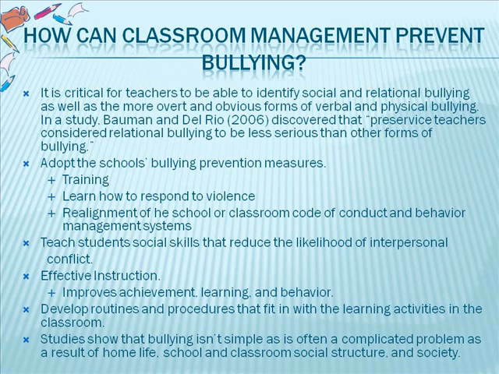So adopt the school's bullying prevention measures. This might include training, learning how to respond to violence, realignment of the school or classroom code of conduct, and behavior management systems. It's important for teachers to teach students social skills that reduce the likelihood of interpersonal conflict. This includes encouraging assignments that encourage positive communication between students as well as positive relationships amongst students and teachers alike.